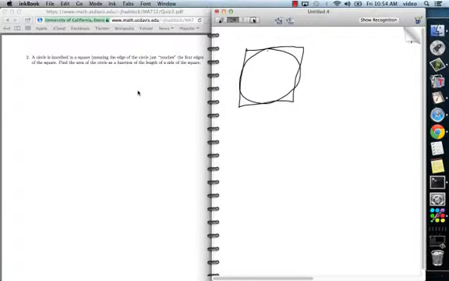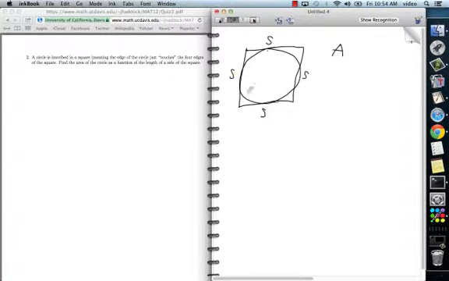Okay, so first step, read the question, draw a picture. We've done that. The second is to assign variables to relevant quantities, or name the relevant quantities. Now the relevant quantities here, we're going to have some area, so maybe I'll call that A. And then we're going to have the length of the side of the square. Okay, so I'm going to call the length of the side of the square S. And since it's a square, all of the sides have length S.